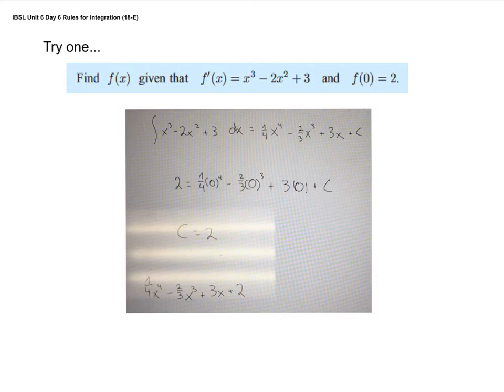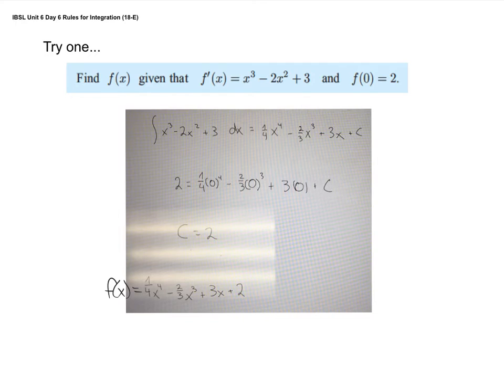Looking at this, we take the integral: 1/4 x to the 4th minus 2/3 x cubed plus 3x plus c. You plug in a 0 for x and a 2 for f of x, and you figure out c equals 2. So therefore, our final answer here is that f of x equals 1/4 x to the 4th minus 2/3 x cubed plus 3x plus 2. Nice job.